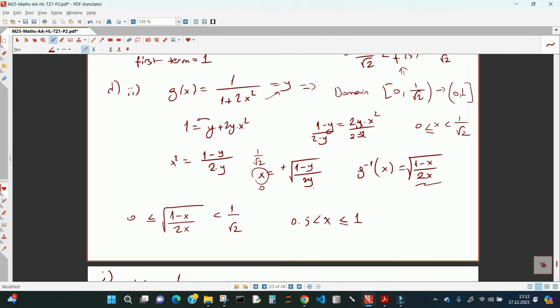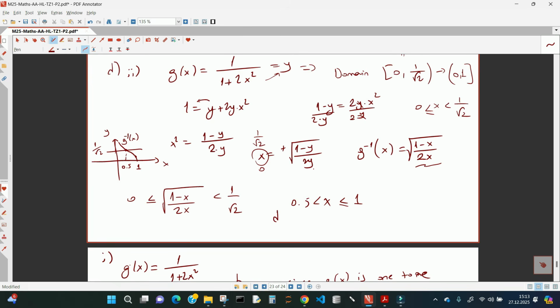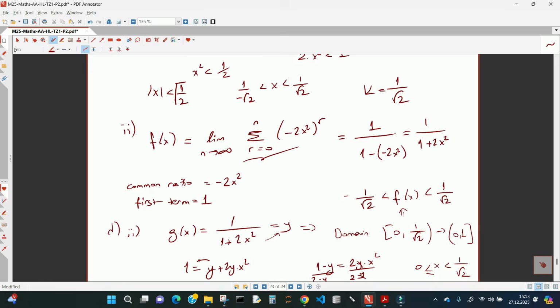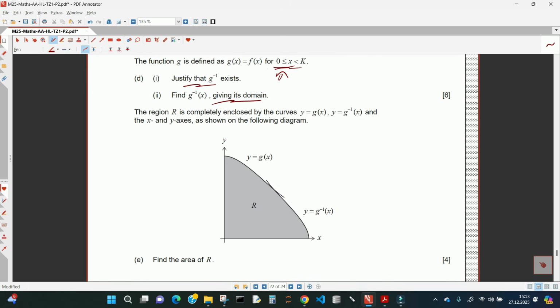I'm just not taking the 0.5 because it's giving us 1 over square root of 2. So to do that, you can just draw the graph or just mention that the graph of this square root function will be here, but I am looking at the place less than 1 over square root of 2. In this case, it's going to be between like this. Yeah, this is the domain.